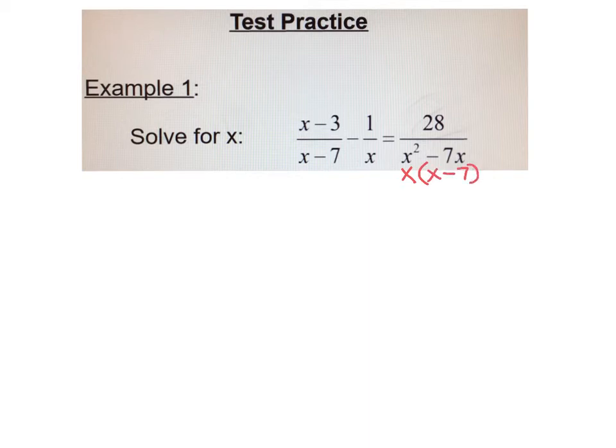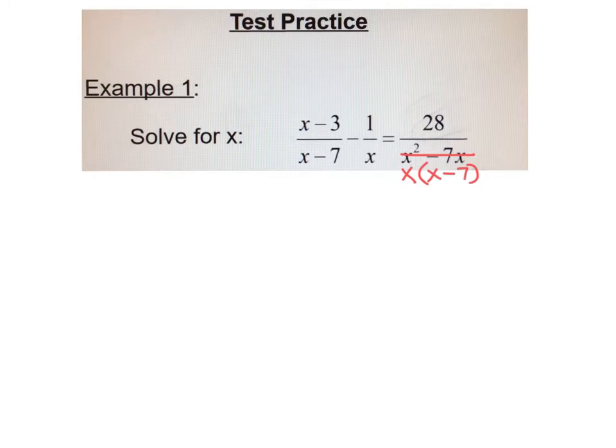All right, so I'm going to cross off what we originally had so we can look at that. Now, if we look at our other two denominators, this one has an x minus 7, this one has an x, and this one has both. It has the x and the x minus 7. So our common denominator is going to be x times x minus 7.